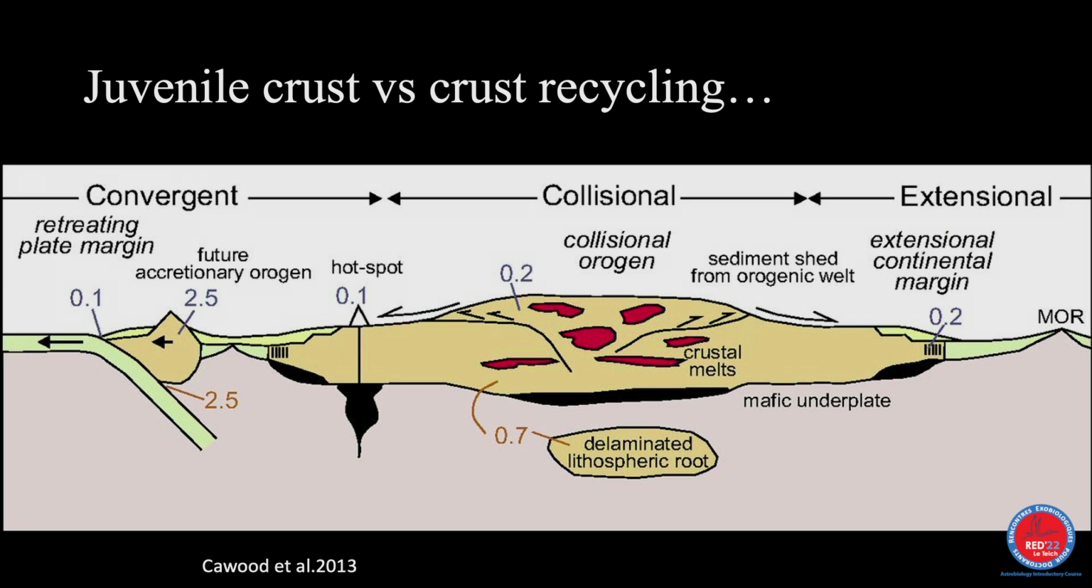We have such an environment of hot spots, so heat pipes. The mantle is melted, the melt is going up and is contributing to the crust formation. But within collisional orogens, we have crust thickening, and we have additional melts within the crust. So also the melts are contributing to the crust formation.